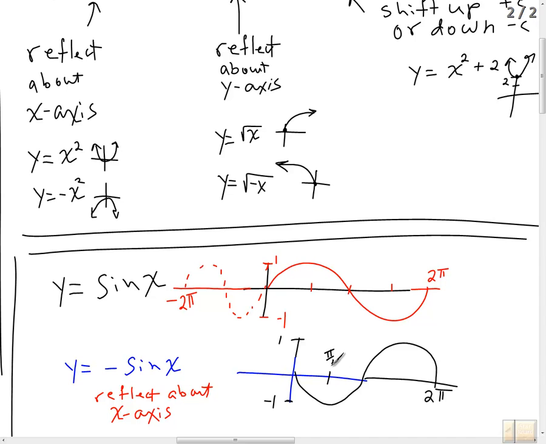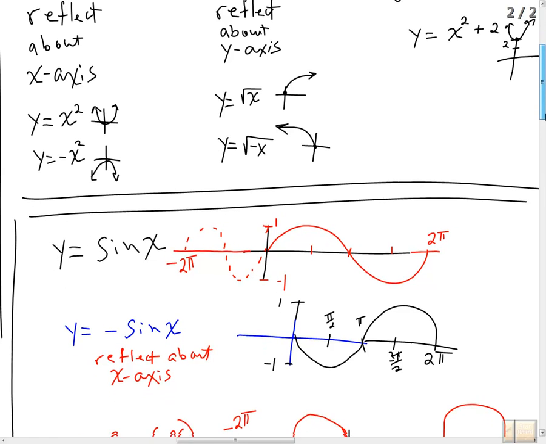And then come up and then around. And so this would be pi and 3 pi over 2 and 2 pi and so on. Okay, so let's look at another example.